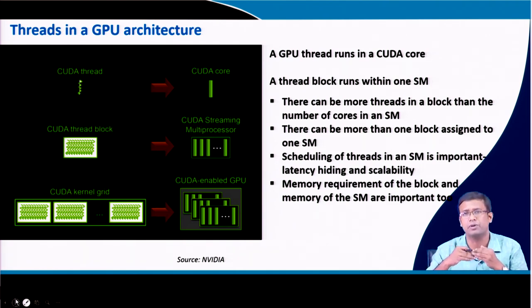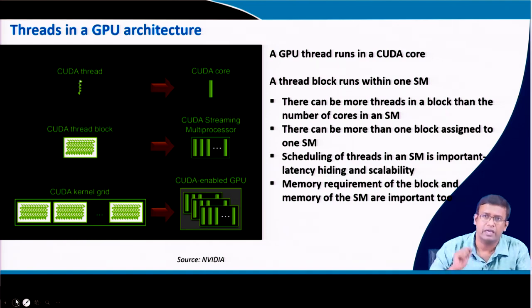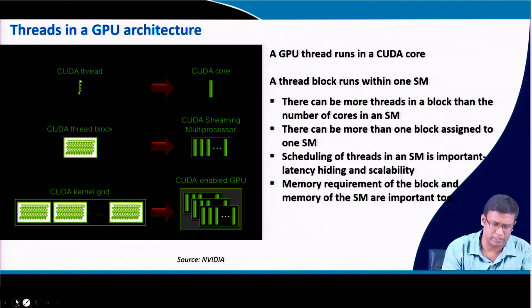If there is less memory requirement, then more blocks can be scheduled; if there is more memory requirement, fewer blocks can be scheduled. So, what is the memory requirement of the block, and what is the total memory available in a streaming multiprocessor? In case we look at on-chip memory, that is important.